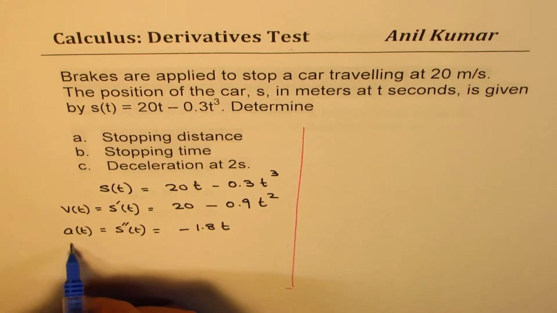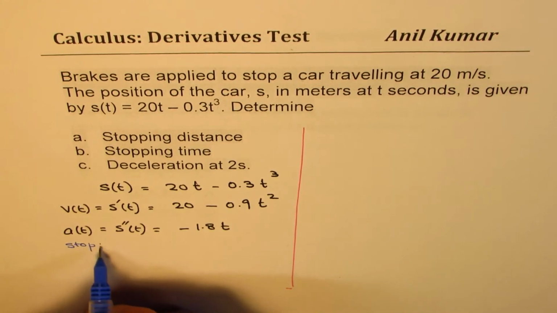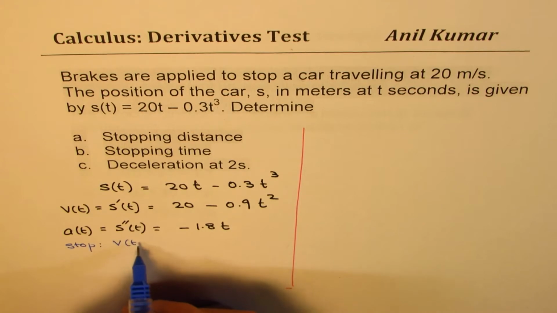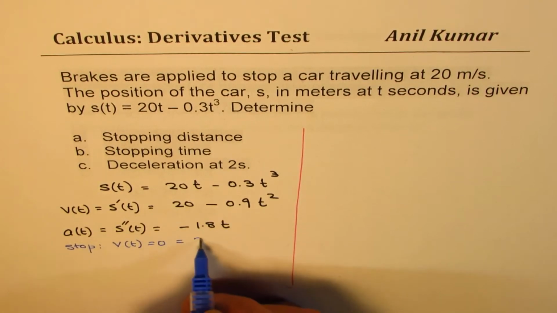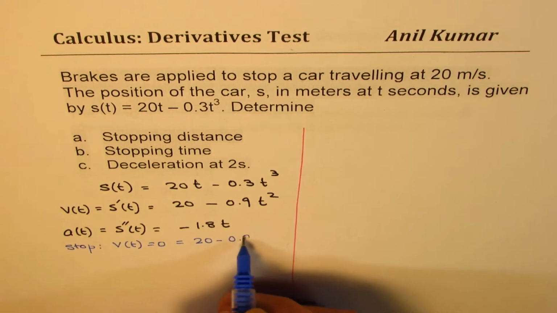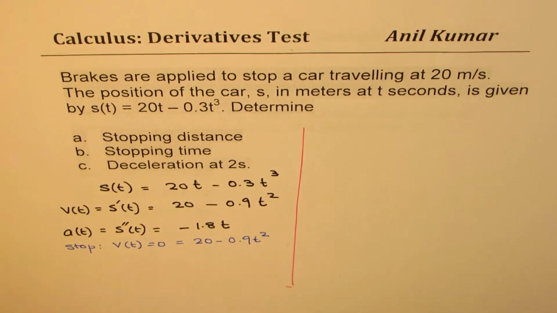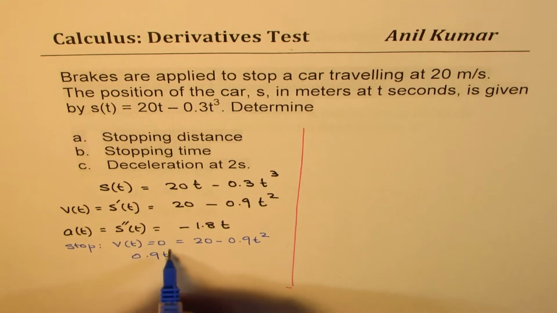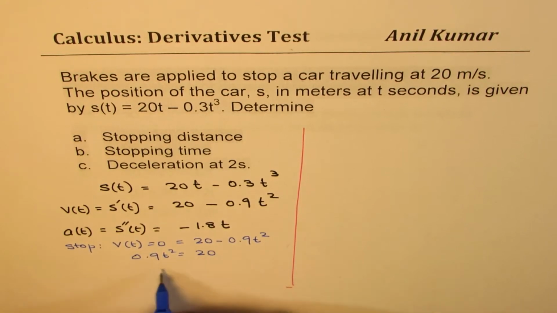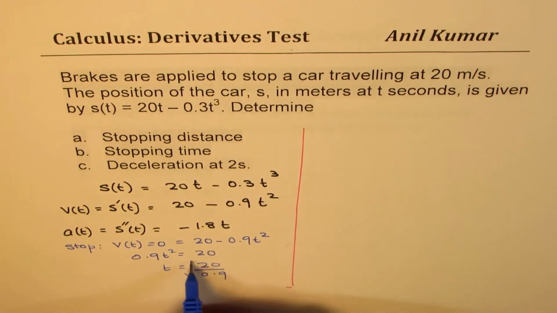So that means, stop means what? Stop means that the velocity has to be zero. So that means 20 minus 0.9 t square should be 0. So from here we can find time. So equating that to 0, we get 0.9 t square equals 20, or t equals the square root of 20 divided by 0.9.